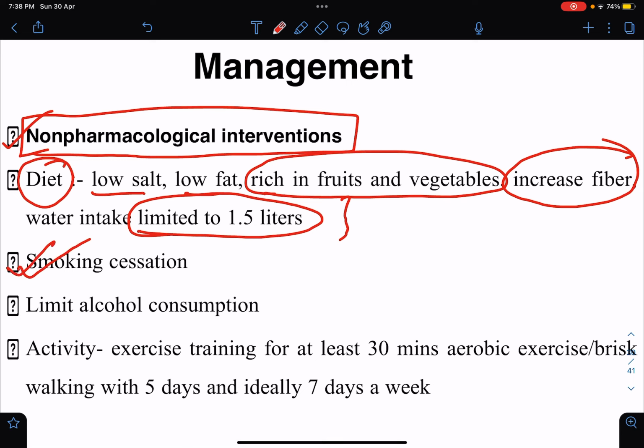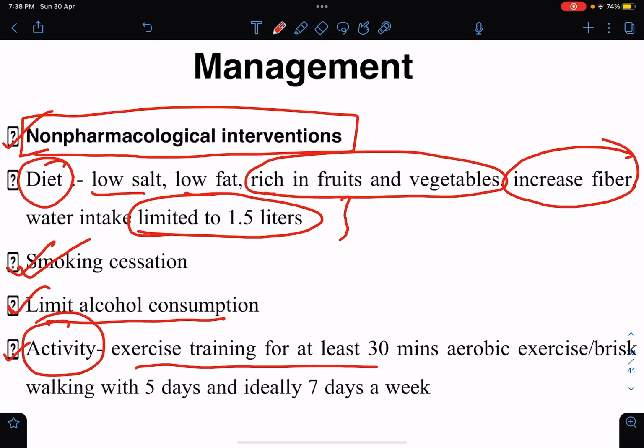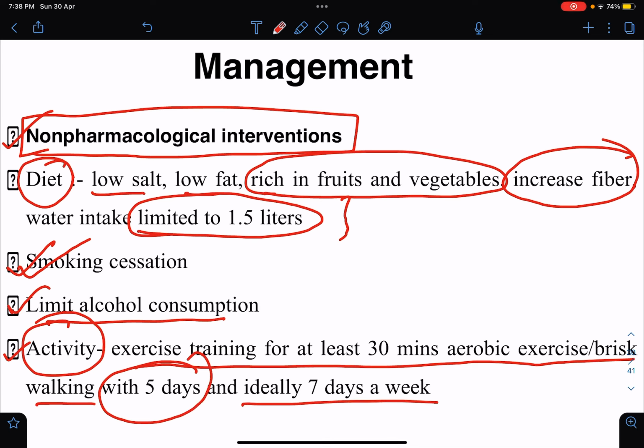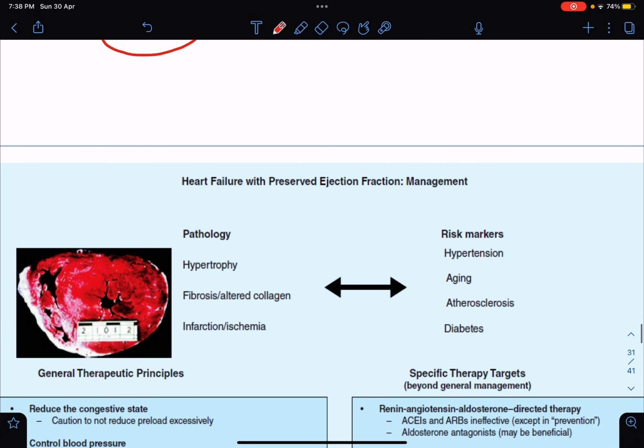Smoking cessation. Smoking aggravates heart failure. It should be done. Smoking should be stopped. Limit alcohol consumption, and regular physical activity is very, very important. Exercise training for at least 30 minutes of aerobic exercise or brisk walking 5 days in a week and ideally 7 days a week to be done. So these are the non-pharmacological interventions we can advise to a patient. Diet, physical activity, smoking cessation, and limit alcohol consumption.